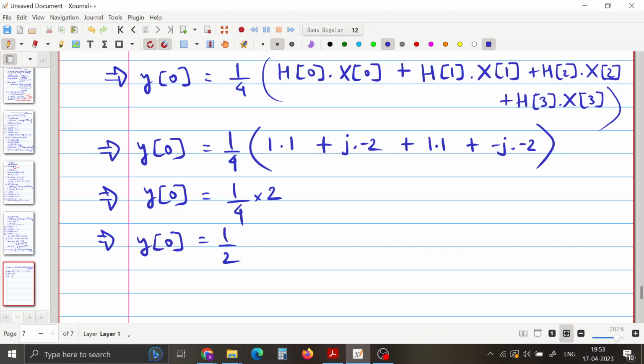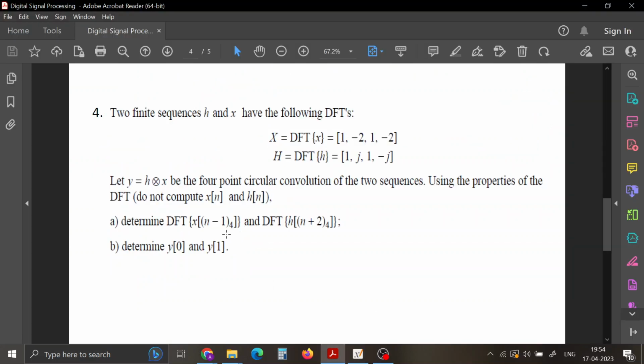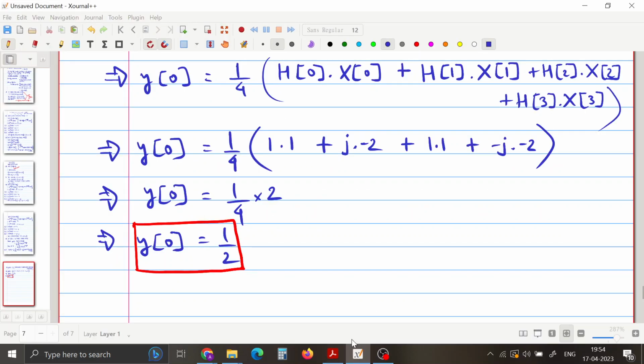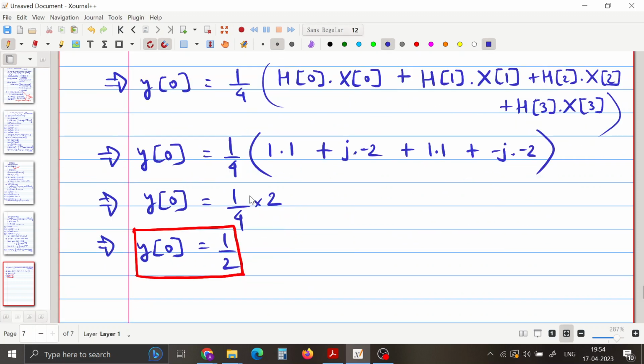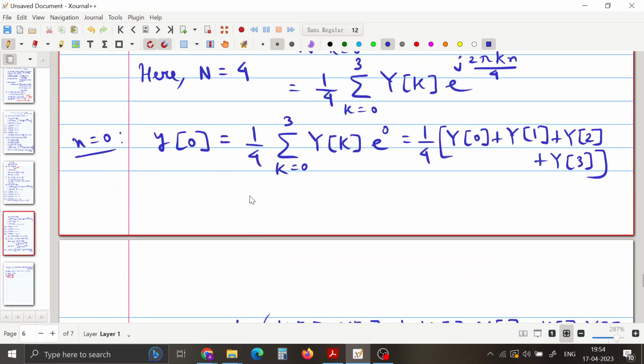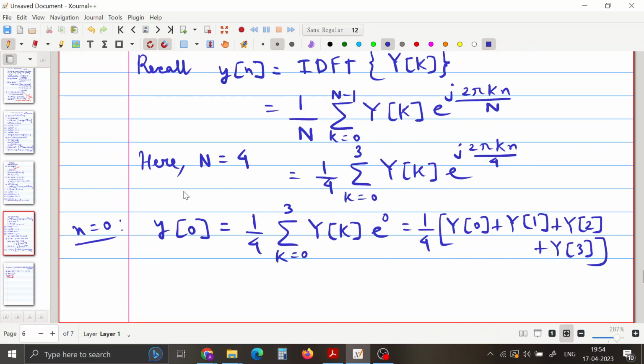Okay, so this is the value of y of 0. So this is y of 0 we got, and now also we need to find y of 1, right? So again just follow the same thing. In this case we put n equals to 0, and now to find y of 1 we will just put n equals to 1 in the IDFT equation.